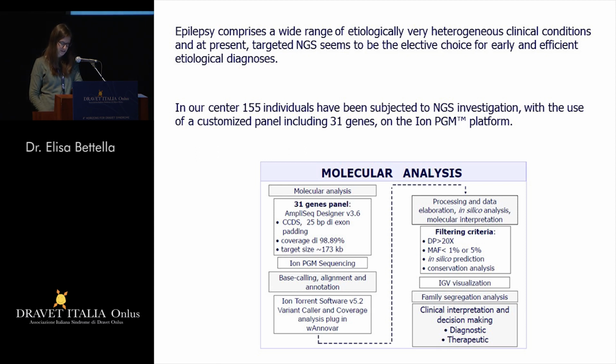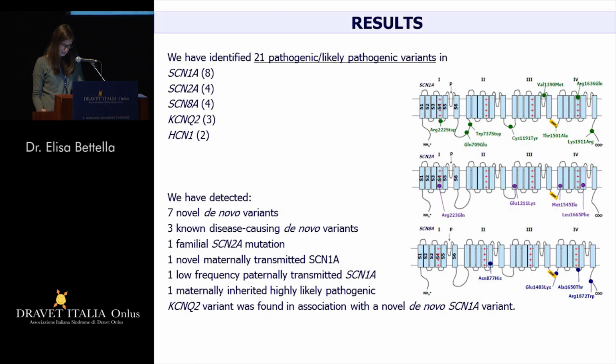in silico analysis and molecular interpretation. We apply some filtering criteria such as depth of coverage more than 20x and minor allele frequency, and we take into consideration in silico prediction and conservation analysis. And for all the patients that have a variant, we also do a family segregation analysis.